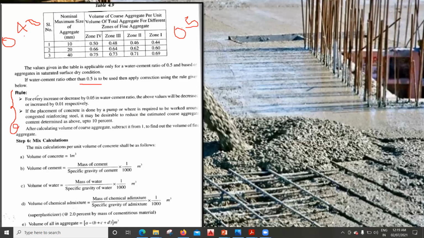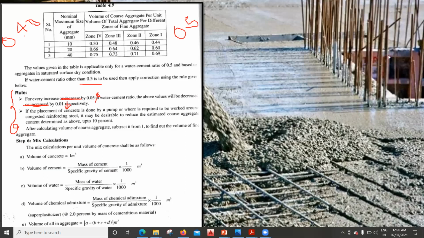What is it trying to tell? First, forget about the word decrease here and here. For every increase of 0.05 in the water cement ratio, the above values, that means the value we got like 0.6 or whatever, should be decreased. Now remove the word increase here. The above values will be decreased by 0.01. That means for every increase in the water cement ratio of 0.05, the above values you have to decrease by 0.01. That is one way of understanding.